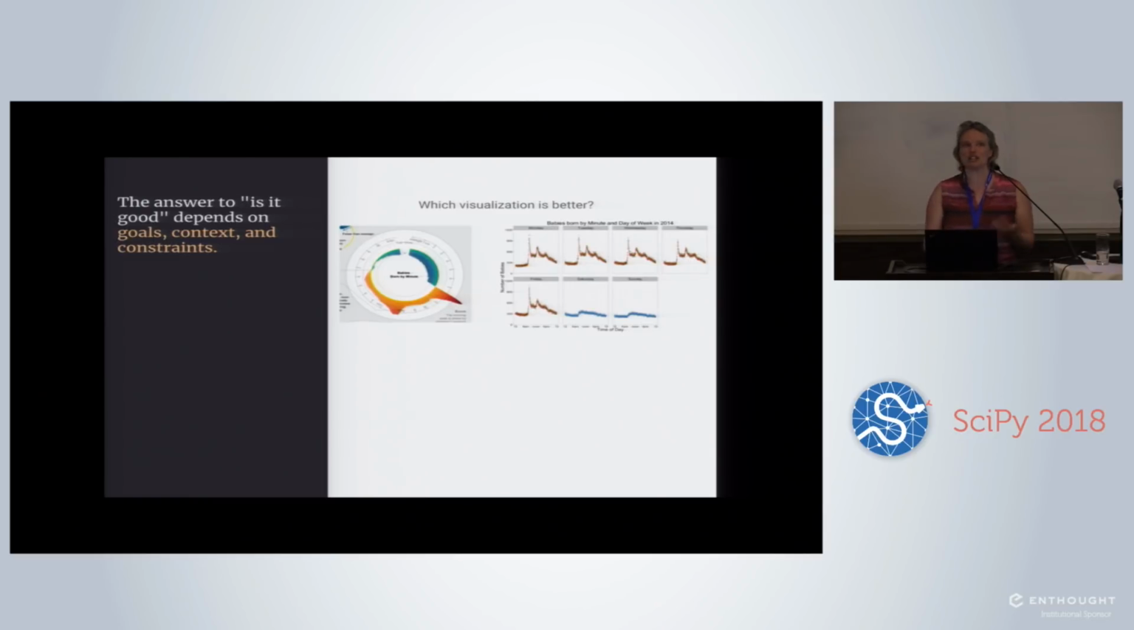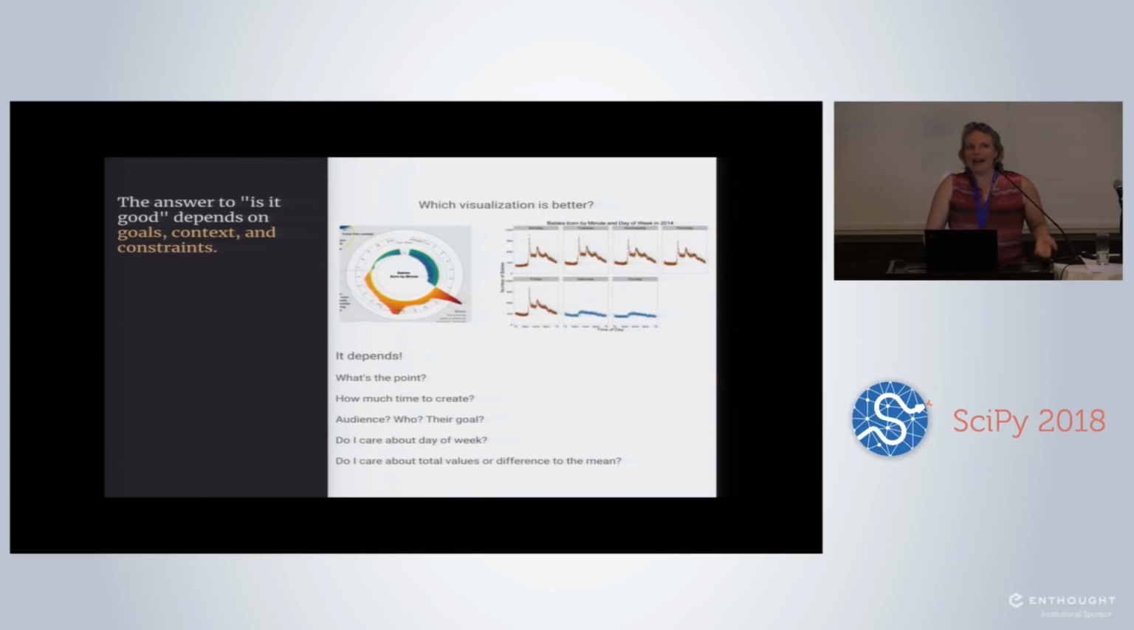In the case of visualization, these are two visualizations about when babies are born, based on the same underlying data. Which one is better? Well, it depends. What's the point of the visualization? How much time do I have to create it? Who is the audience? Is it made for somebody else? Is it made for me? Do I care about day of week, which I can only see in one of these? Do I care about total values or difference to mean? Even this is kind of one's more for communication, one's more for discovery.